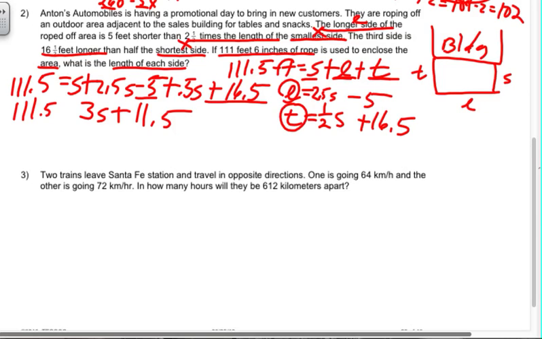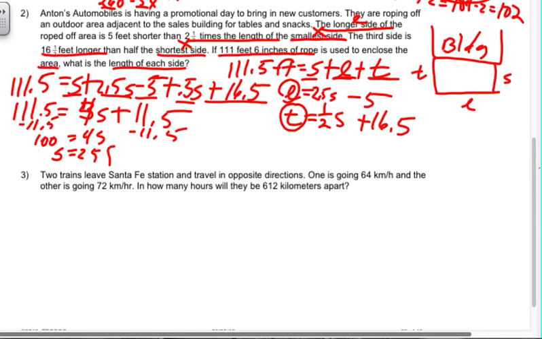Because 1S plus 2.5 S's is 3.5, plus a half is 4. Okay, so now I'm going to subtract 11.5. So I'm going to have 100 equals 4S. Divide by 4. S is going to be 25 feet.